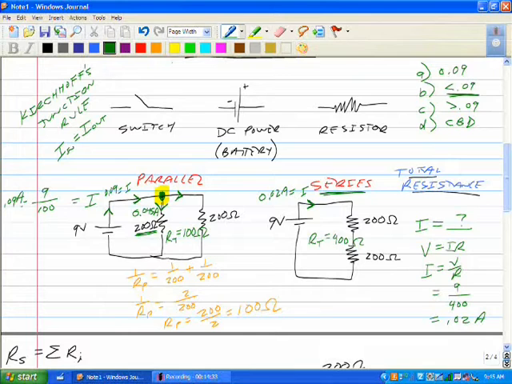So are you going to make us do an... No, we're getting it, yeah. Okay? So what's the current through this? 0.045. And those two have to add up to 0.09. And they do.